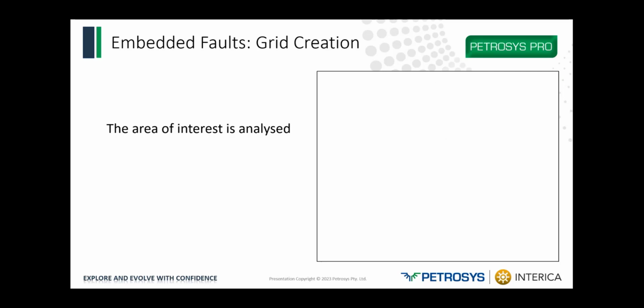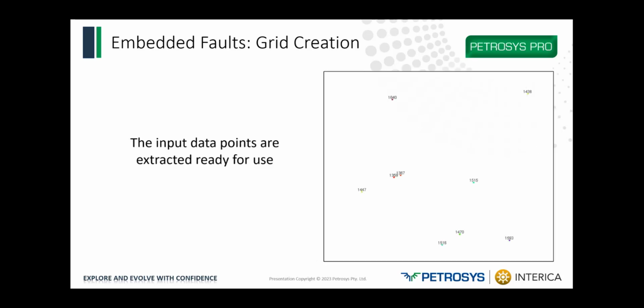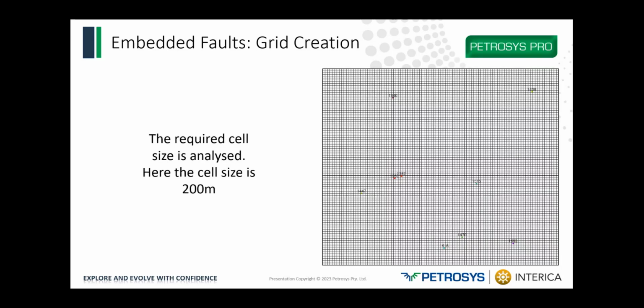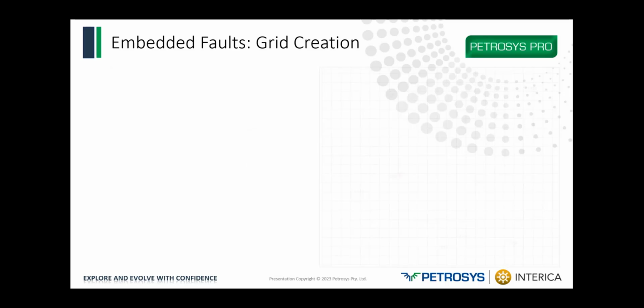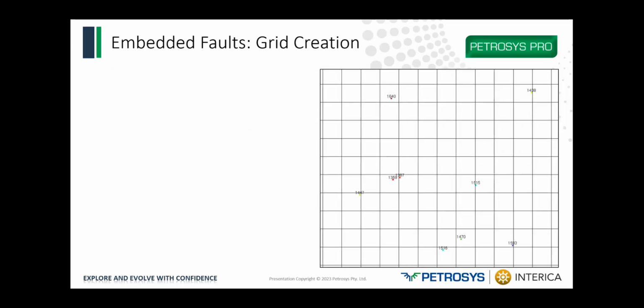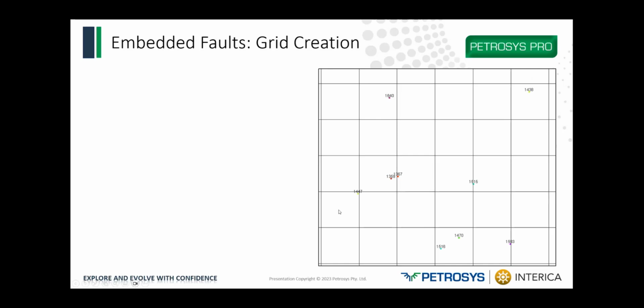The first step when Petrosys creates a grid, it analyzes your area of interest. This is either your map extent, which is what Petrosys calls an area of interest, or your underlying grid geometry. It analyzes that. We then take the input data points, such as your well data or other seismic data you might have, and we analyze that and get it ready for use in the gridding program. Then it takes the cell size that you put in, say for example 200 by 200 in this case, and then it goes through a doubling process. It continues doubling that cell size until it gets to an area that is less than or equal to 8 by 8 in cell size.